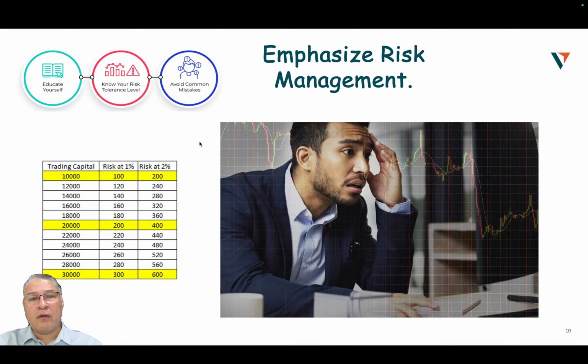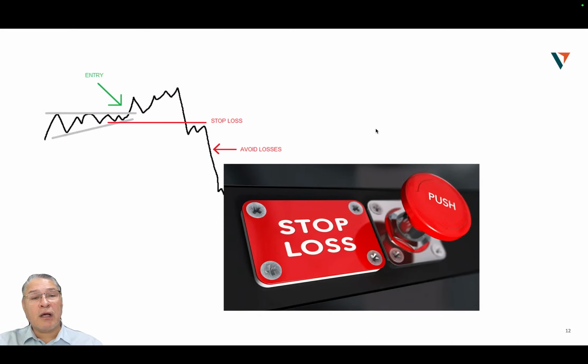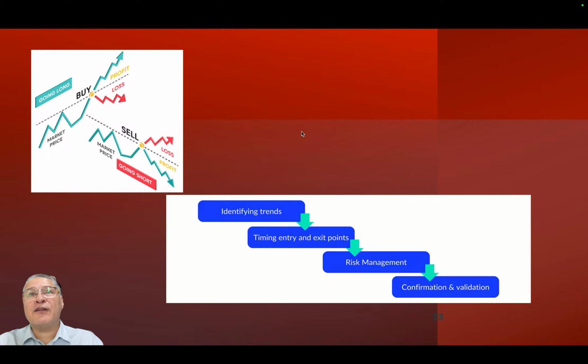Volatility can spike and spreads can widen, so why not reduce your leverage when this happens? Leverage has two sides: just as it can help you, it can also hurt you. The use of a stop loss is recommendable. You want to have a stop loss applied to your trades. And when you plan your trade, when you write up a trading plan, you want to identify trends, timing of the entry and exit points, risk management, confirmation, and validation.